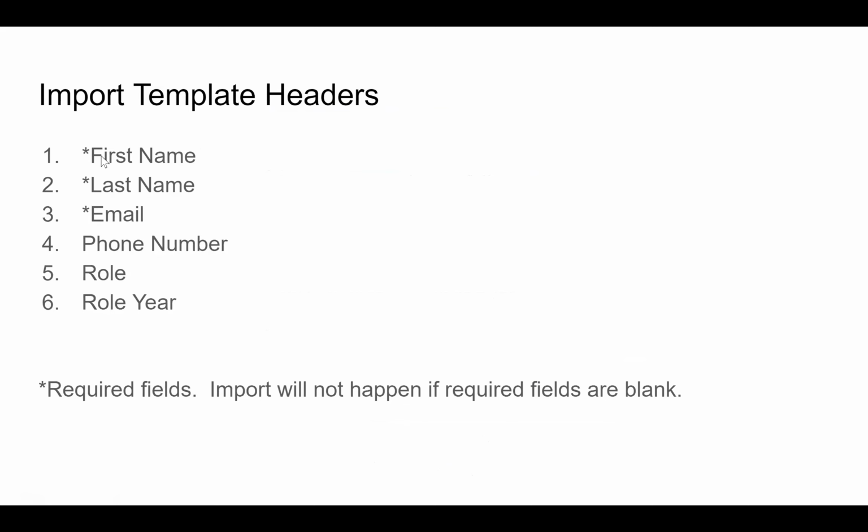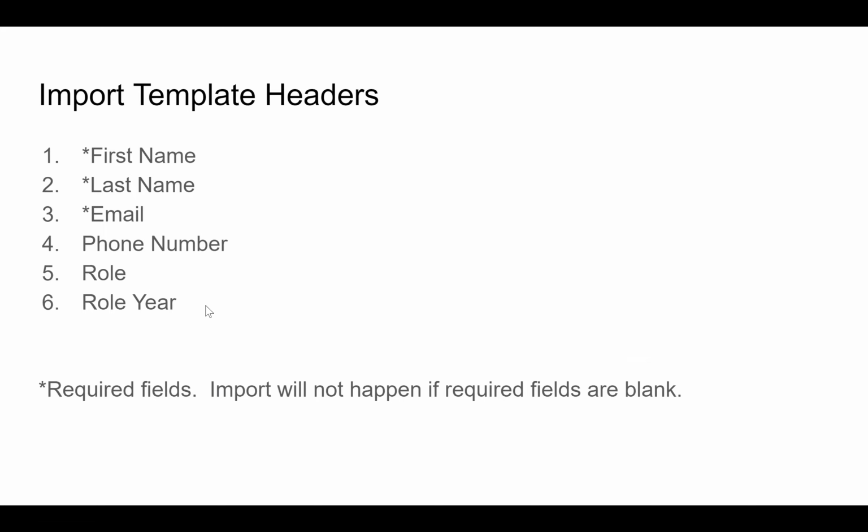These are the headers. As you can see, first name, last name, email, phone number, the role, and the role year. Now, first name, last name, and email are all required fields. It will not import the contact if any of those fields are blank. Now, if you put student for role, it will allow the email field to be empty, but only if the role says student. Role can be contact or student. I think you could even use parent guardian in this one as well.